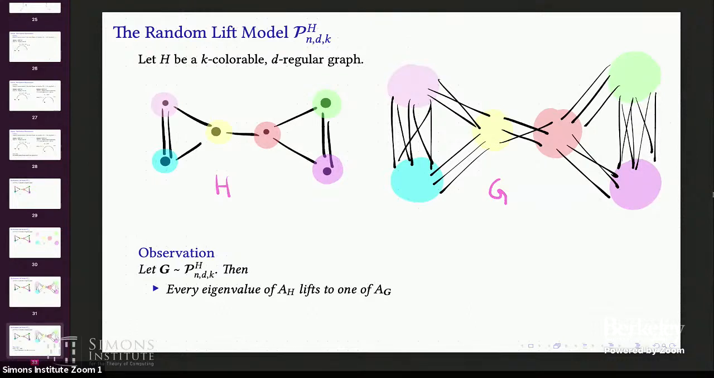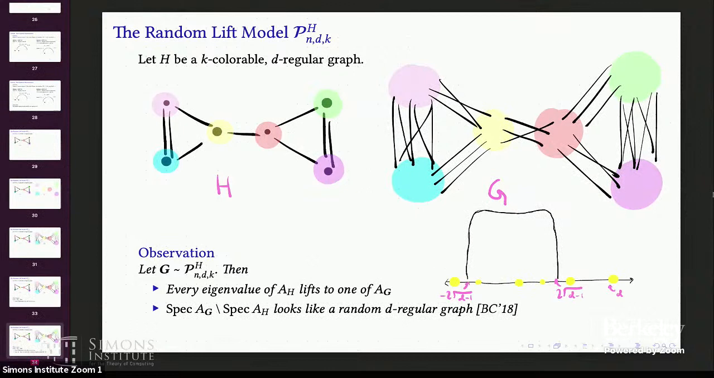And moreover, it is a consequence of a much bigger and badder theorem by Bordenave and Collins from a couple of years ago, that all of the rest of the eigenvalues of this random lift G look exactly like a graph from the null model. So, in other words, if you look at the spectrum of G, there are going to be some eigenvalues, these yellow ones coming from the base graph, and then everything else is just this usual shape that we have.